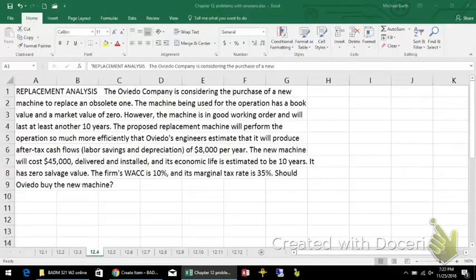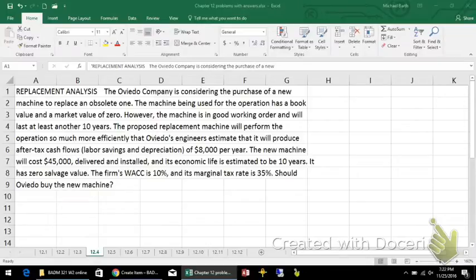This is problem 12.4 from chapter 12 of Brigham and Houston's Fundamentals of Financial Management, Concise 9th edition. And here we're doing a really simple replacement analysis. Okay, the Oviedo company is considering purchasing a new machine to replace an obsolete one.